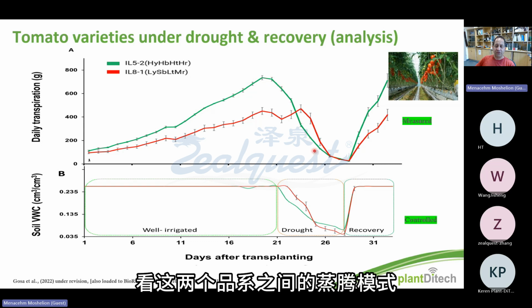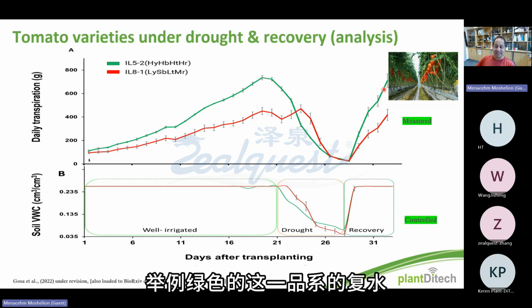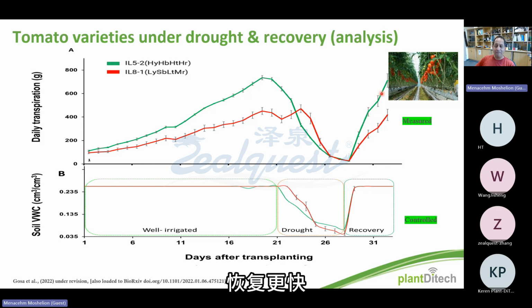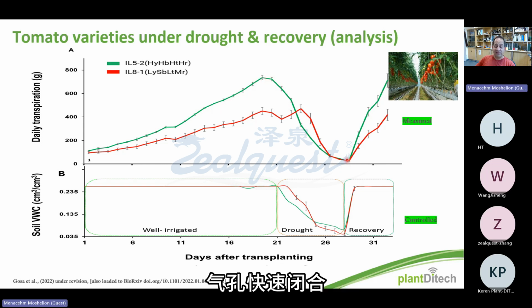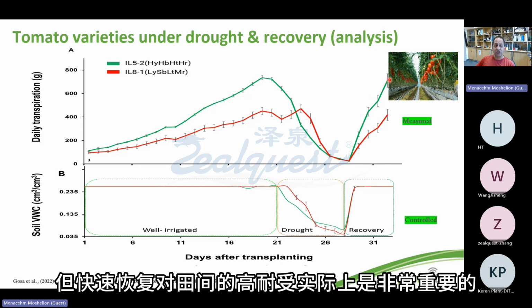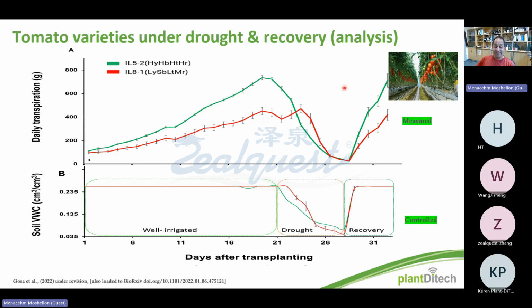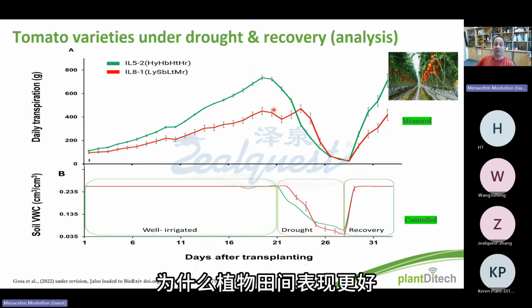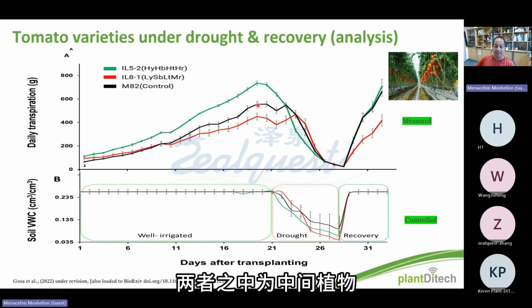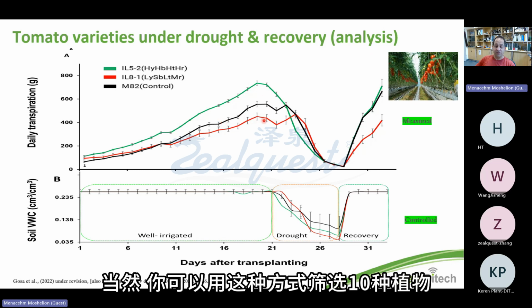Look at the pattern of transpiration between these two lines. This line, for example, the green one, this is the recovery, much faster. What we found here is that the fast growing, fast closing of stomata, but fast recovery, actually is very important to high tolerance in the field, okay? This experiment was done in 1 month. In 1 month, we got a mechanistic explanation for why these plants are much better in the field. And this is an intermediate plant. You can see it just in the middle of these two.